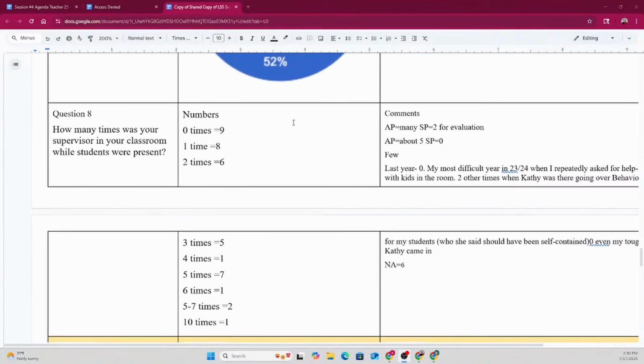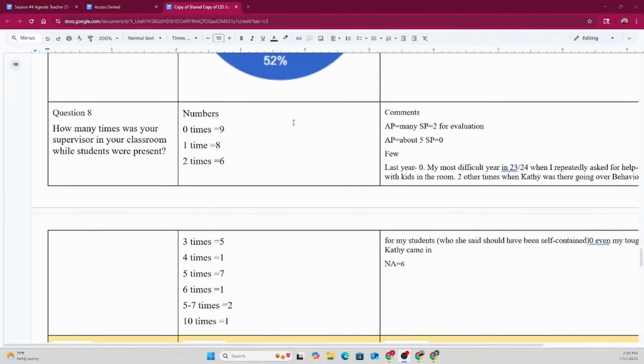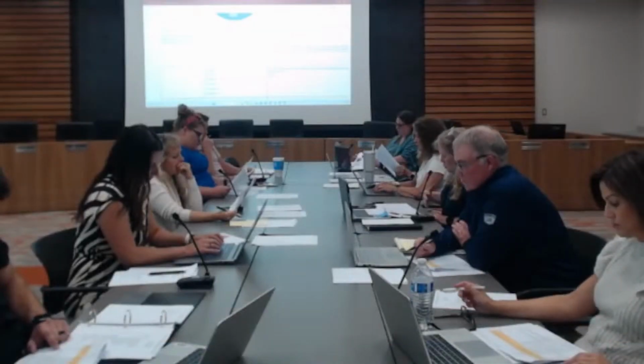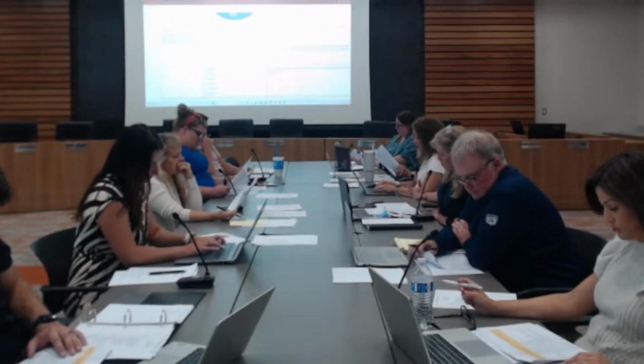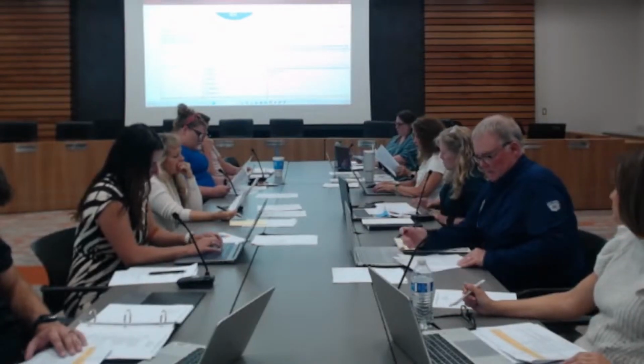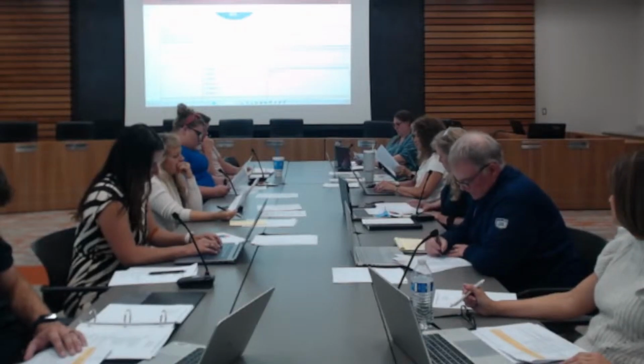And there are, in some cases, not a supervisor coming in. Many of the higher numbers, so multiple times that a supervisor was in the room, are directly connected with it being an evaluation year for the teacher. And I just think in terms of culture and developing relationships, which we all know the importance of student to student, but also adult to adult.